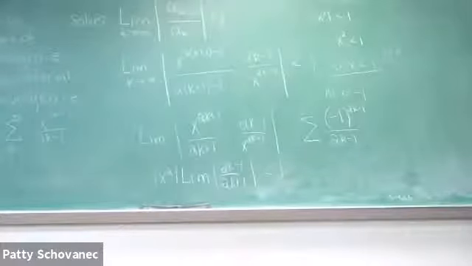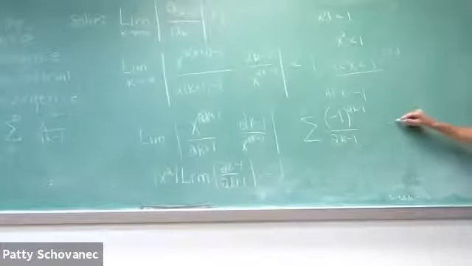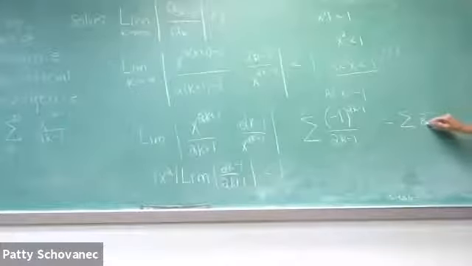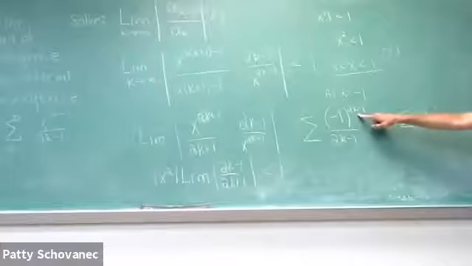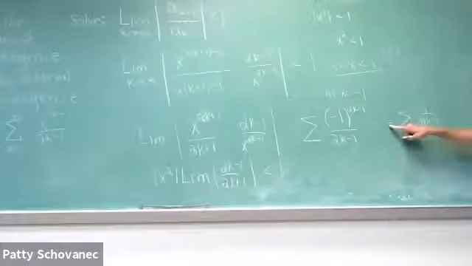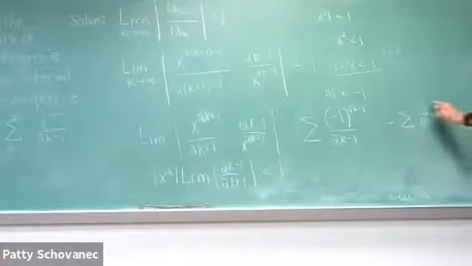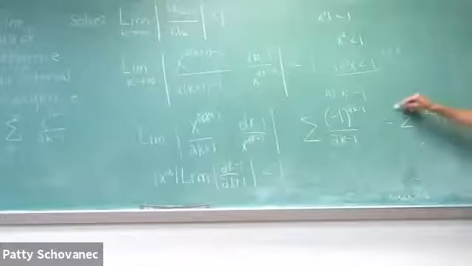Okay. 2k minus 1 is always odd, so that's always a negative 1. It's not alternating. It's always negative 1. So I'm going to pull a negative outside. This is always odd, so I always get negative 1 to an odd power, so that's always negative 1. So I'm looking at testing this series.